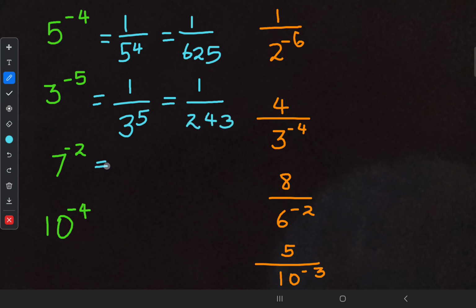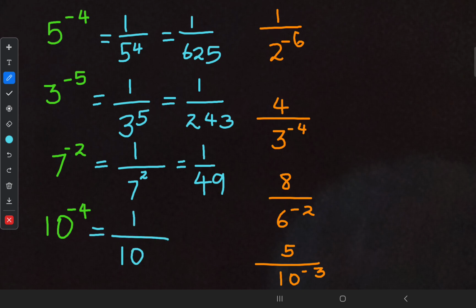For the next one, 1 upon 7 to the power of 2. So that means 1 upon 49. For the last one under this topic, that is 1 upon 10 to the power of 4. Very easy. Numerator form, which is holding a negative power. When we convert it as a denominator, that will hold the positive power. 1 upon 1 with 4 zeros. 1, 2, 3, 4.